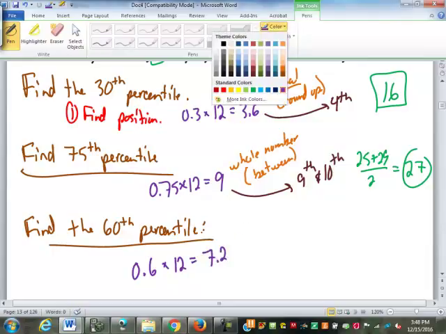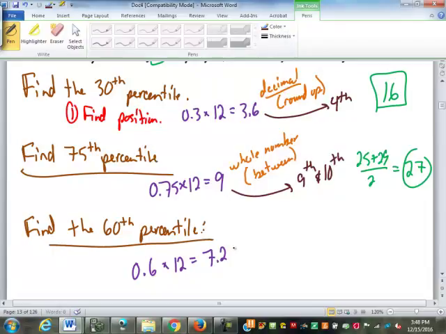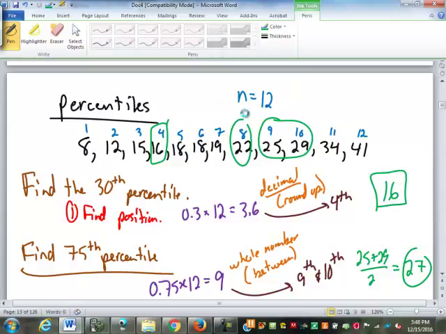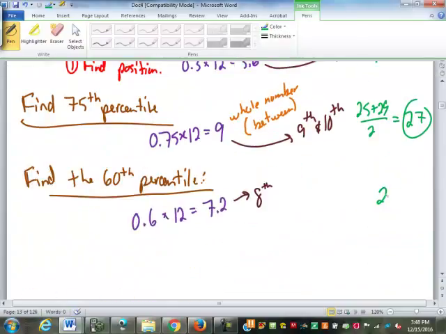What's that tell us about the position of our 60th percentile? We round up. It's a decimal, we round up to the 8th position. So it is the 22. How many of you had 22 for the 60th percentile? Good deal. Any questions on that?